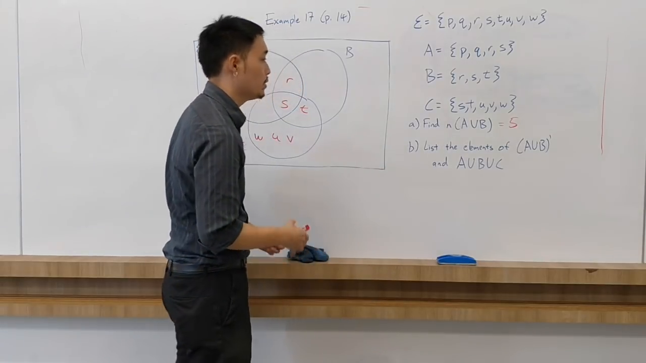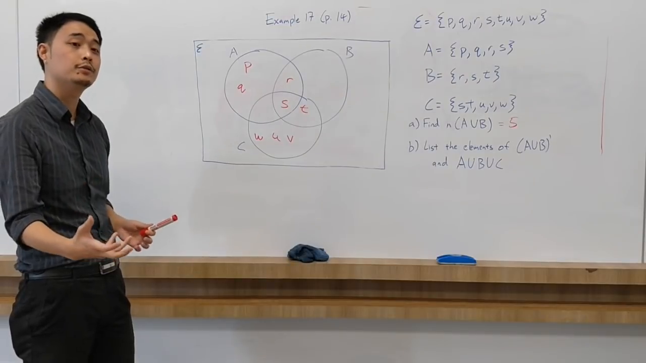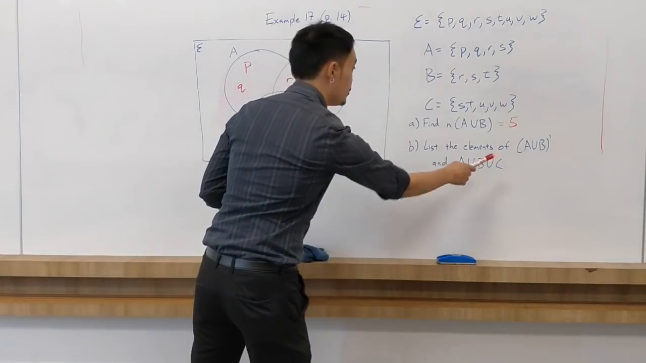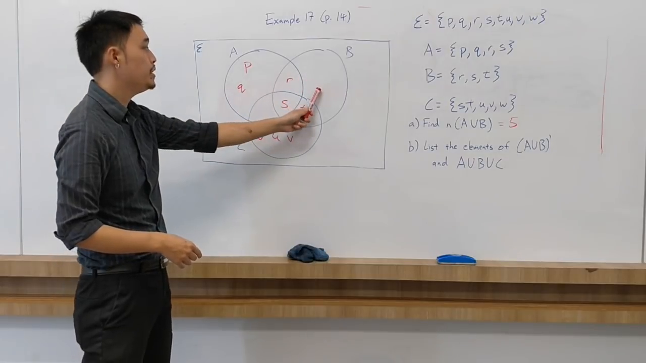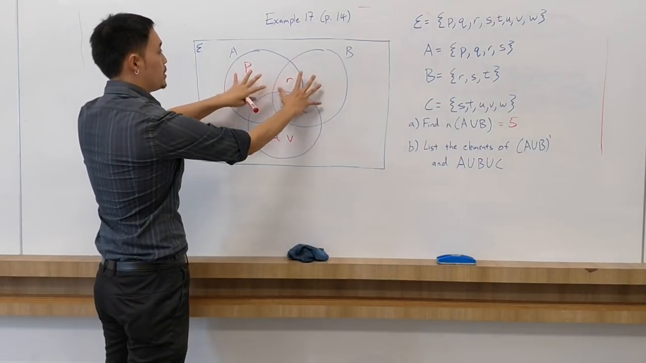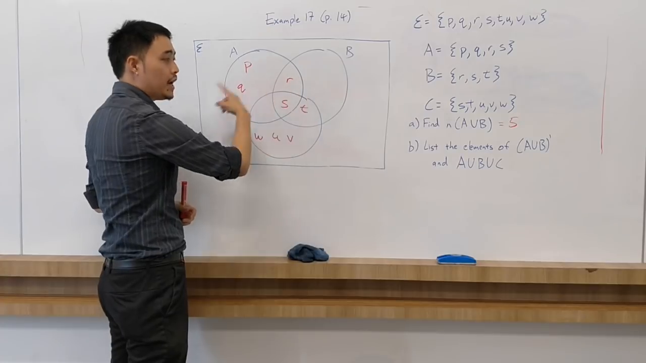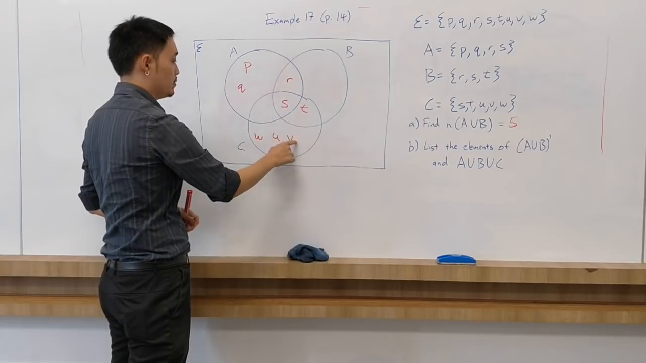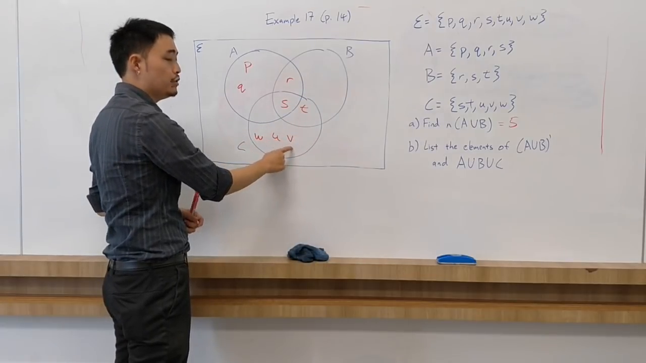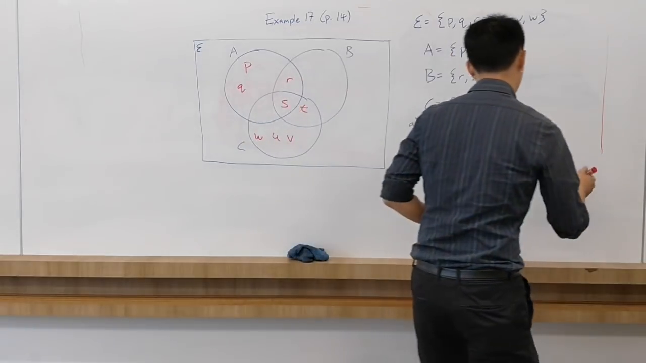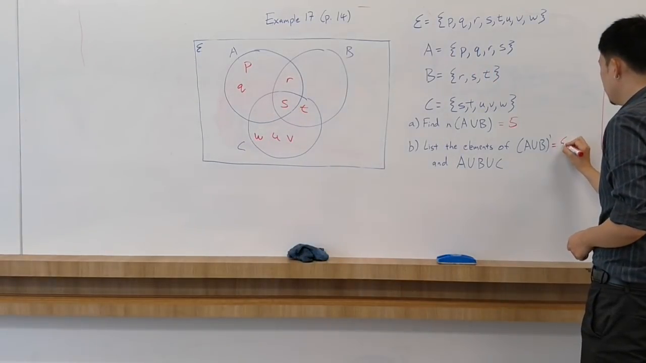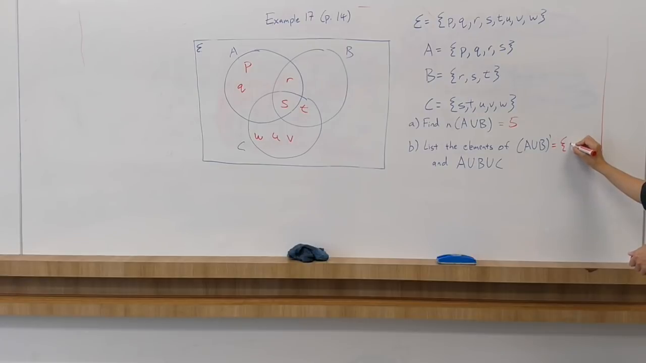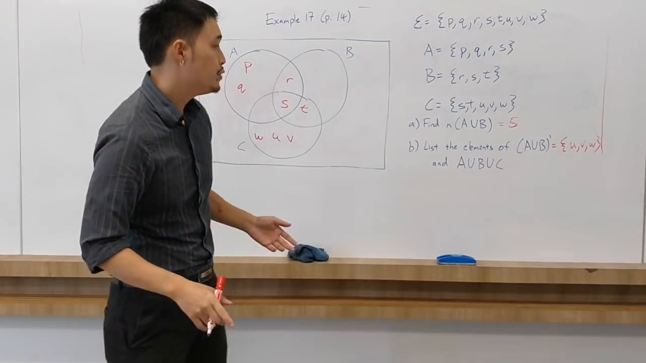Okay, secondly, we're asked to list the elements, and this is where we actually have to write out what is there. So A union B complement. That means A union B is these two guys and everything that's outside of it. So what is outside of A or B? Well, that's these three guys over here, right? W, U, and V. So A union B complement is U, V, W.